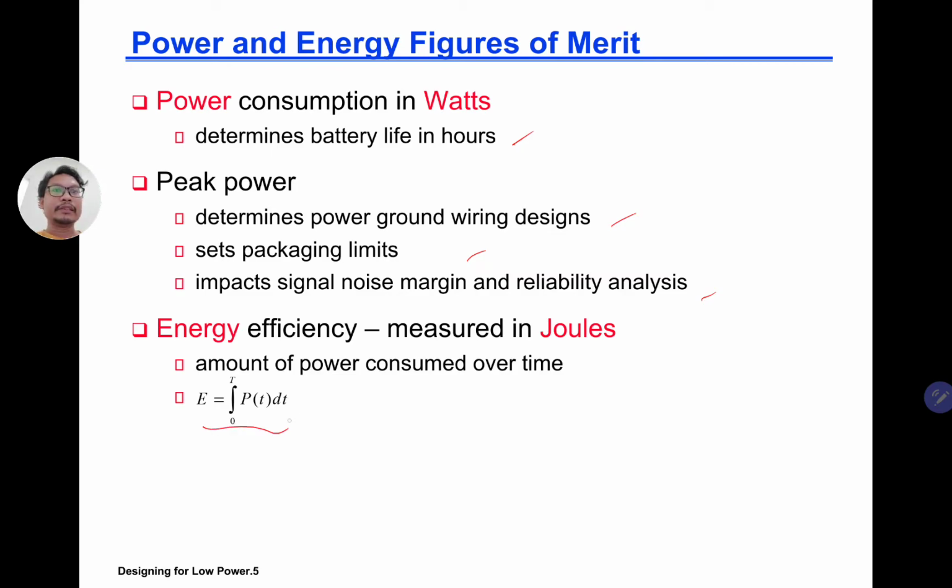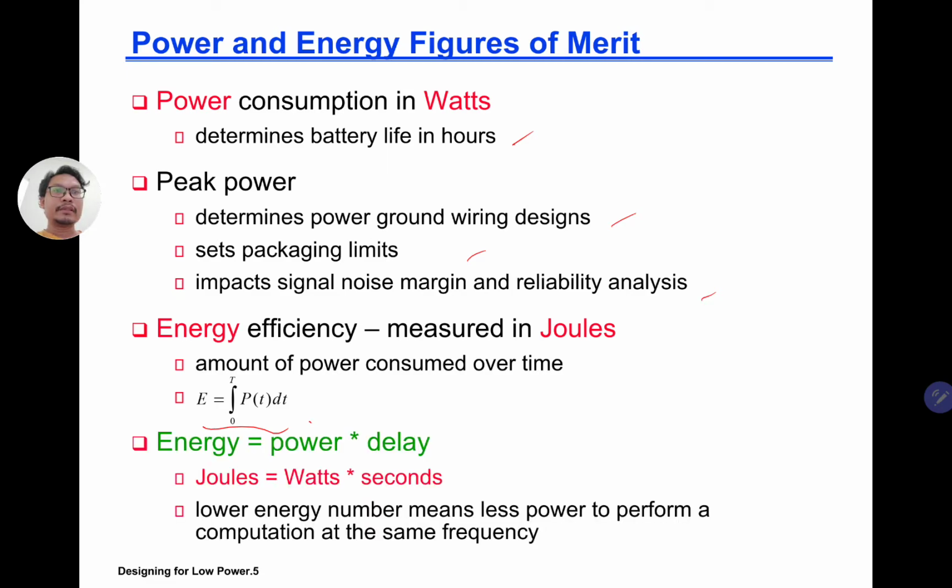It's given by this equation: E equals the integral of P(t) dt. So energy is simply the power-delay product, and joules is in the unit of watt-second. A lower energy number means less power to perform a computation at the same frequency. So it's something interesting to remember: E equals P times T.